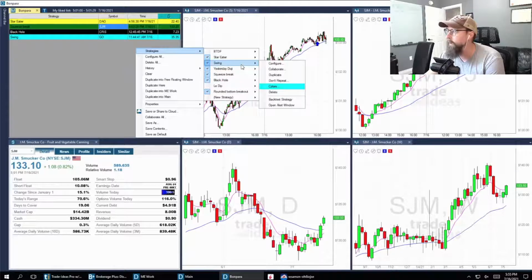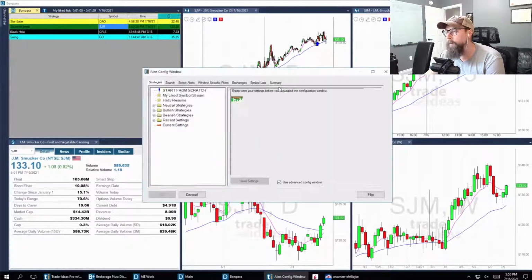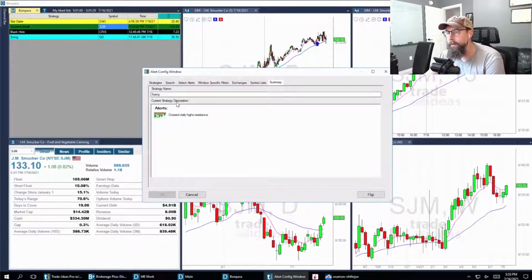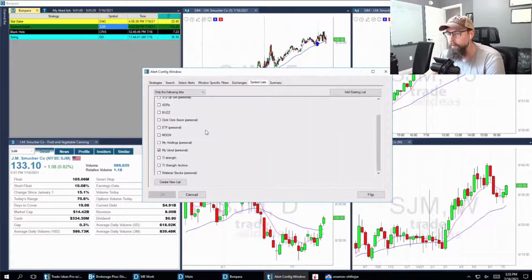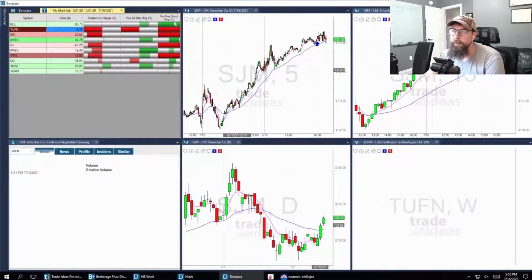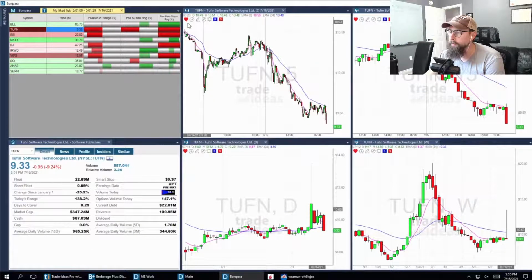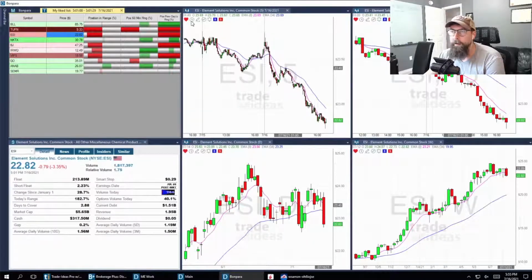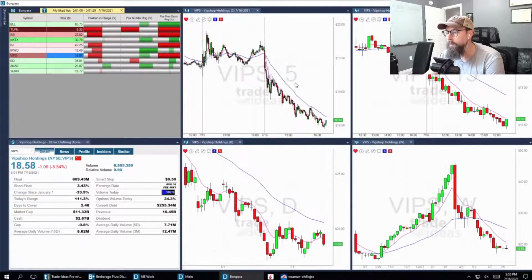So like the swing scan, for example, is basically just looking at things that are crossing daily high resistance, but it's doing so for my liked list. So anytime I want it to watch a stock, I just make sure that this little heart's filled in, right? So for example, TUFN, I'm not interested anymore, so I'll take that off the list. ESI, not interested anymore. So these were on my list last night, but now they all look like crap. Same with VIS, not interested anymore.